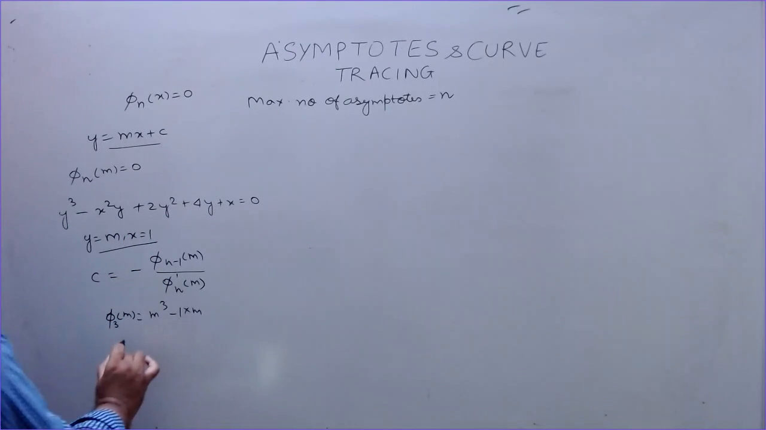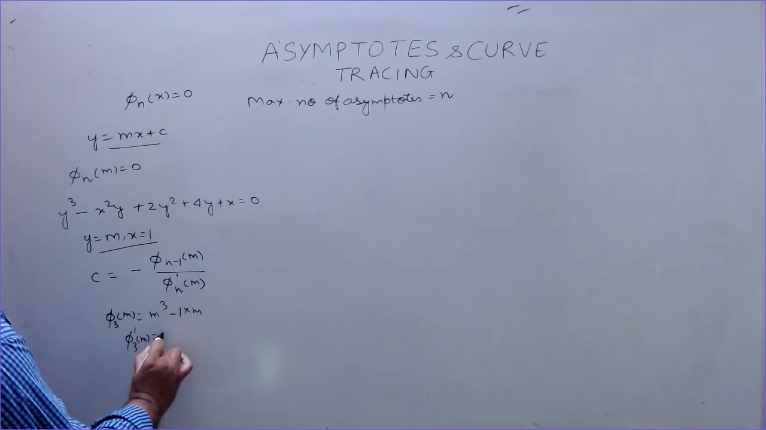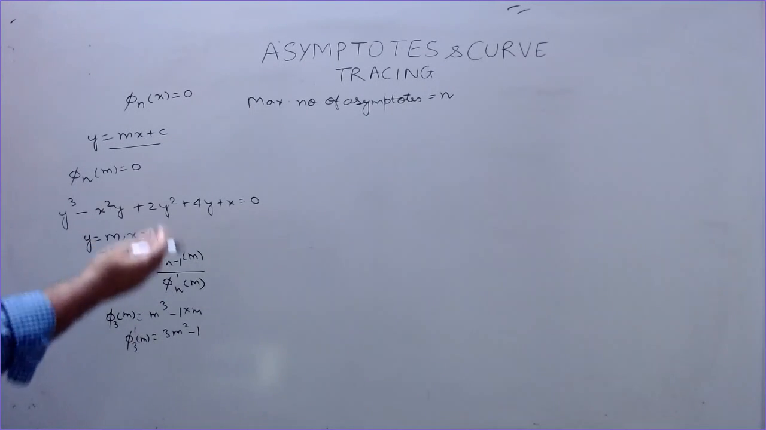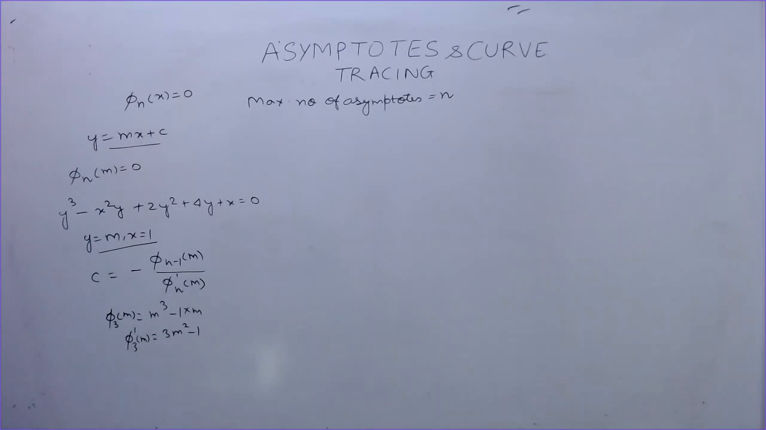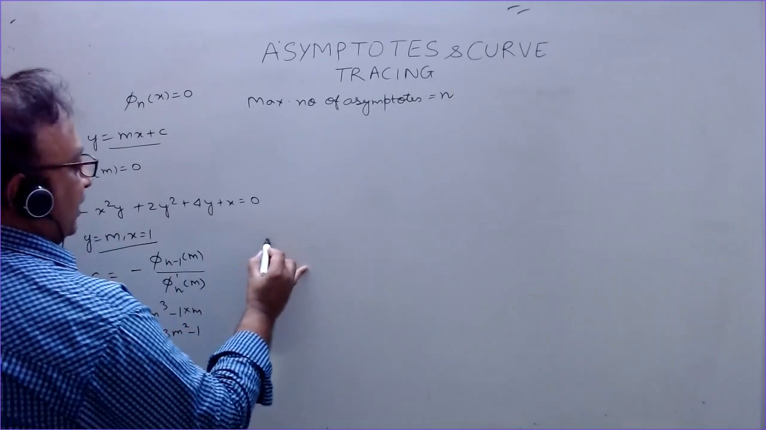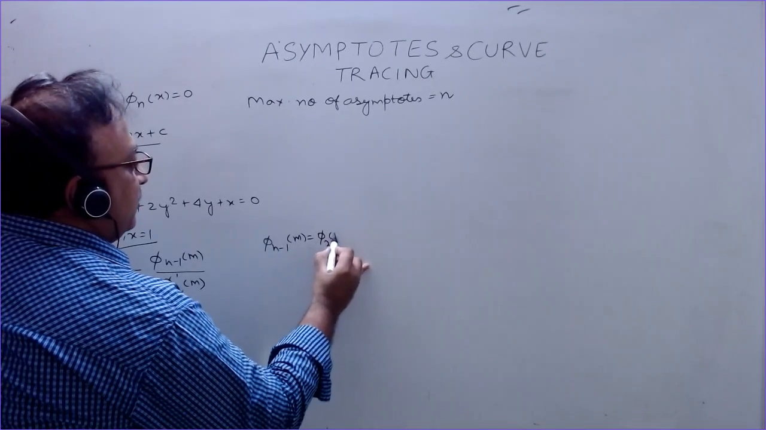So what is phi 3 dash? Derivative of this with respect to m, 3m square minus 1. You will put this here, phi n minus 1 here. This is a term which is less than 1 degree to this. So phi n minus 1 m here will be equal to phi 2 m.